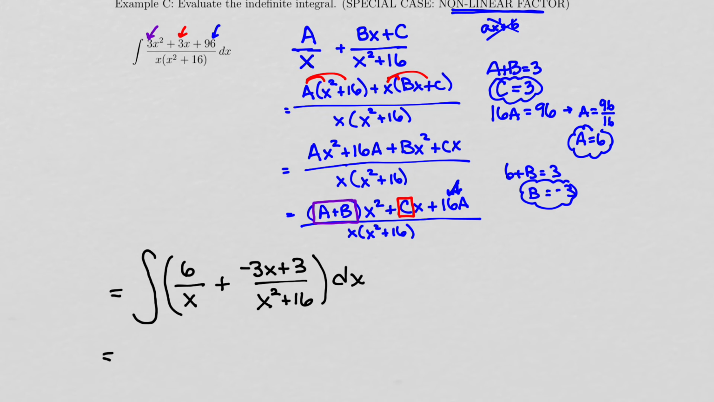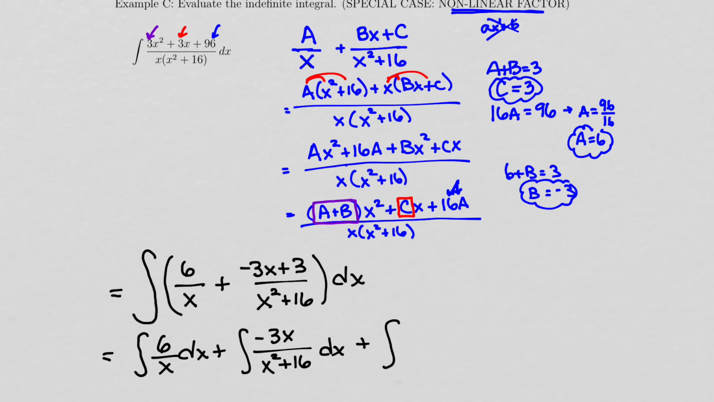So let me split this up into 3 separate integrals. The first guy is going to be 6 over x. The second one is going to be negative 3x over x squared plus 16. And the third piece is going to be 3 over x squared plus 16.